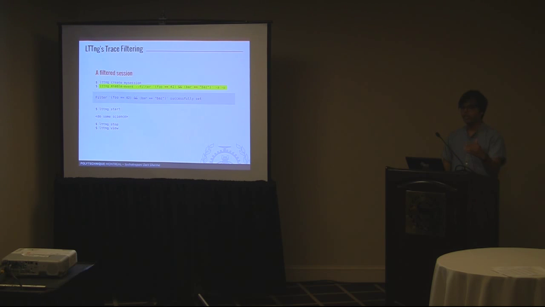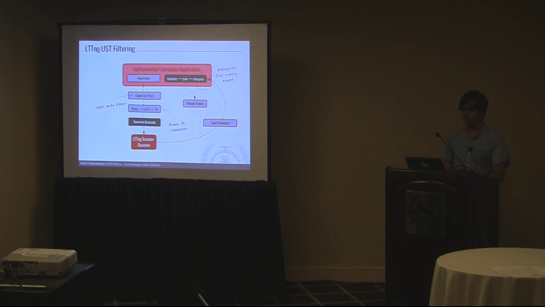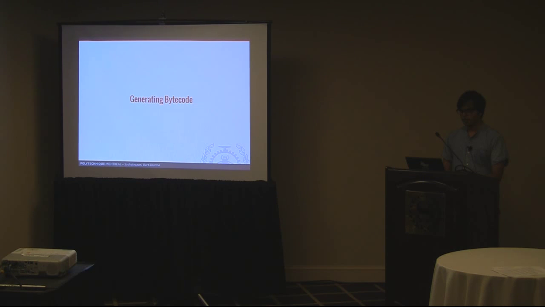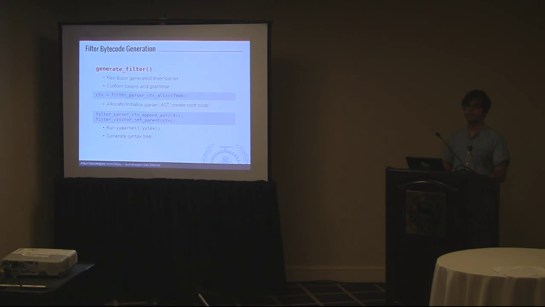So now we'll dig deep into how each of those steps which we just saw before happen. So the first part is generating the bytecode. Generate filter is the function which you find in the client side, which generates the bytecode for you. But what happens in each of these is that LTTng has a handwritten Flex Bison based Lexer parser. So there's custom grammar for it, and there are a bit of restrictions, and we'll see that.